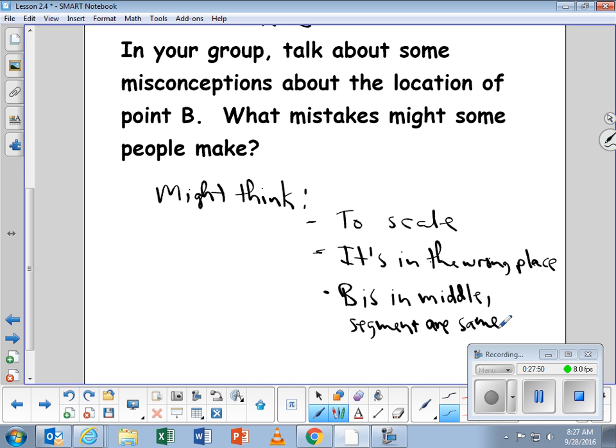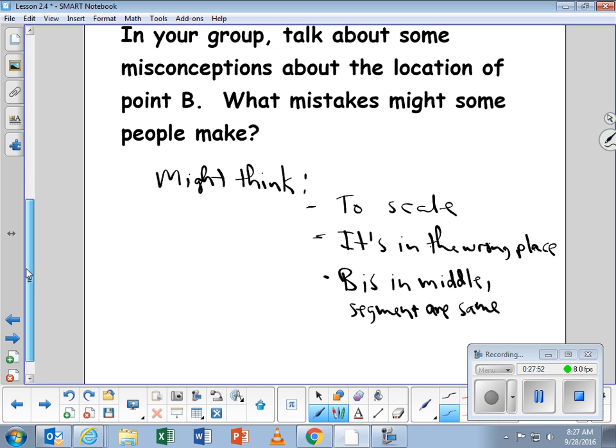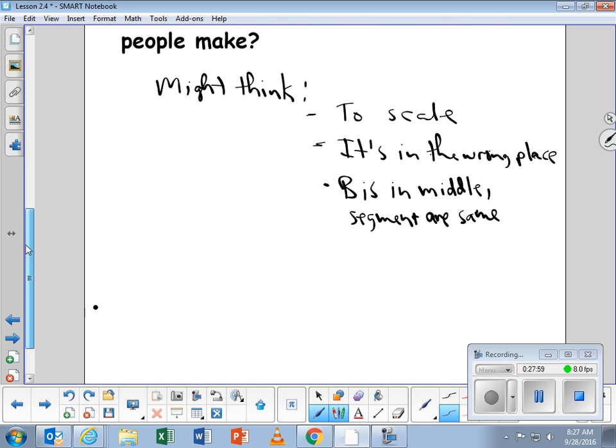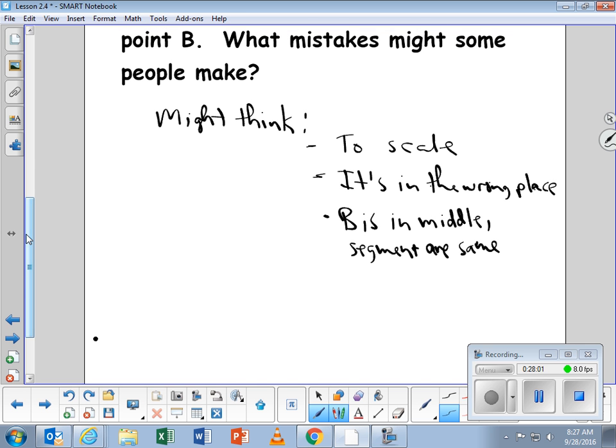Okay? Let's move on to the second part. What mistakes might some people make in solving this? They could have done the problem wrong. Okay. Exactly. You're exactly right. Can you help me think of how they might have done it wrong?